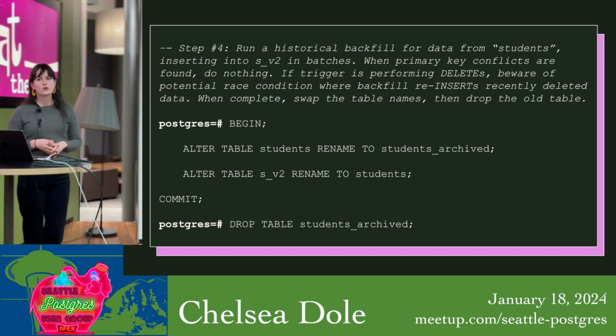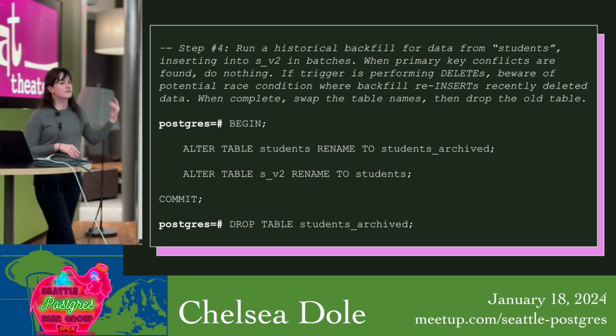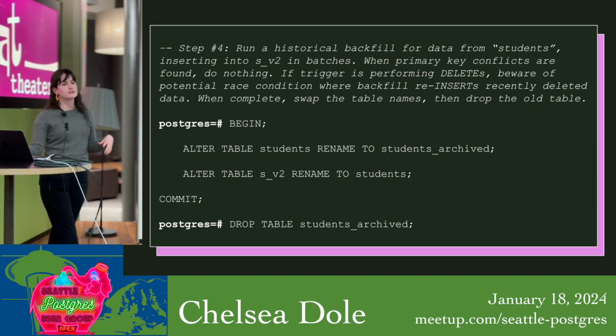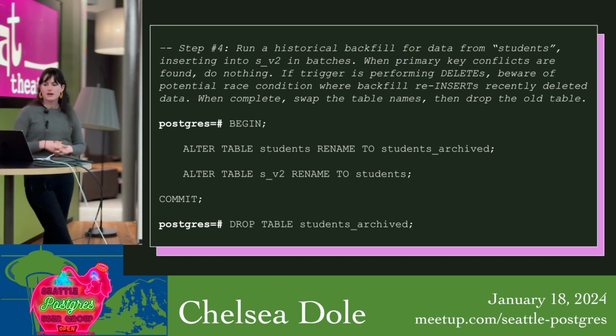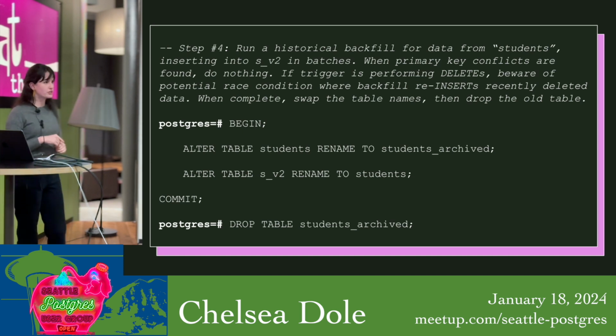So now you're going to run a historical backfill from the beginning of time until the time you started using the trigger. In this case, it's important that if you hit a primary key conflict, you just do nothing. If you hit a primary key conflict, what that means is that since you queried that old row, it has since been updated and inserted into the new table, so you want to do nothing. There is a potential race condition here to call out.